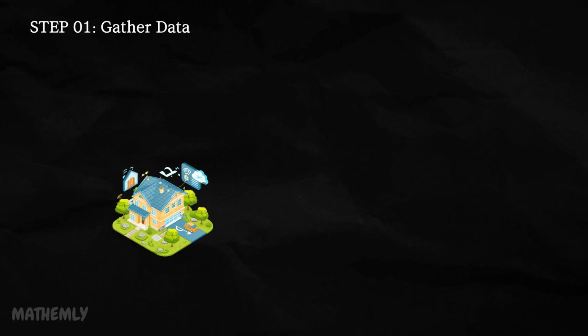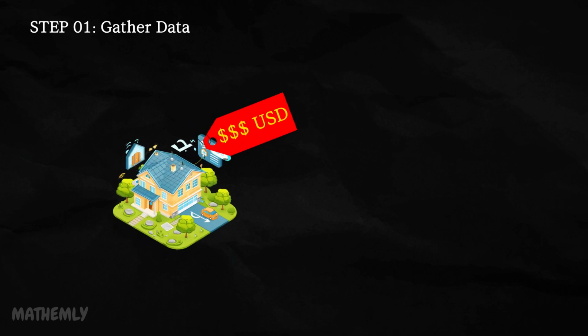Let's break down how multiple linear regression works into three simple steps. Step 1. Gather data. Imagine you're working in real estate trying to predict the price of a house in $1 million based on several features. House size in square feet. Larger homes generally have higher prices.